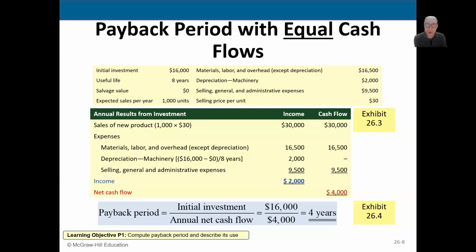So we take our sales minus our expenses, we get a net cash flow of $4,000 per year in this example. So we take the initial investment of $16,000 divided by the $4,000 annual net cash flows, which gives us 4 years. 4 years represents the amount of time it will take for us to be paid back for our initial investment. See, that's how that works.